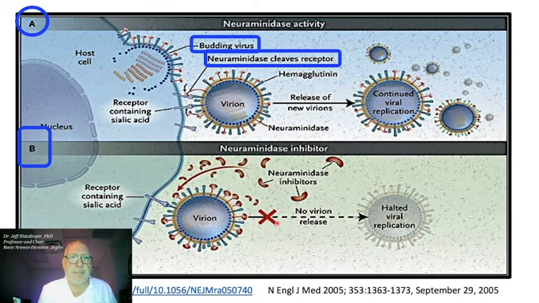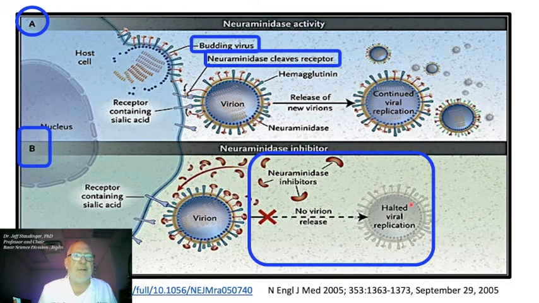In B, in the presence of neuraminidase inhibitors, there's no virion release. These inhibitors prevent the cleavage of the receptor containing sialic acid.